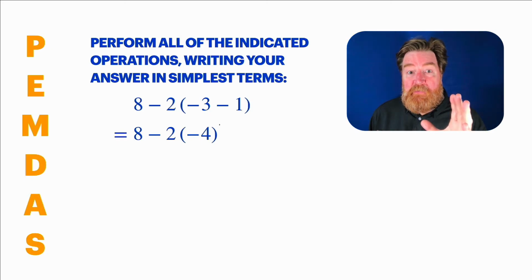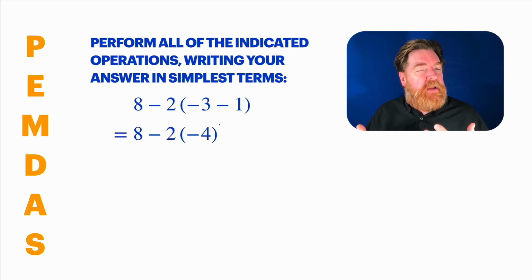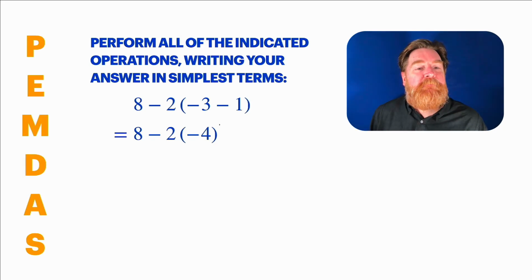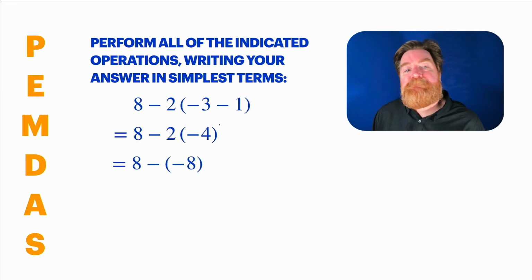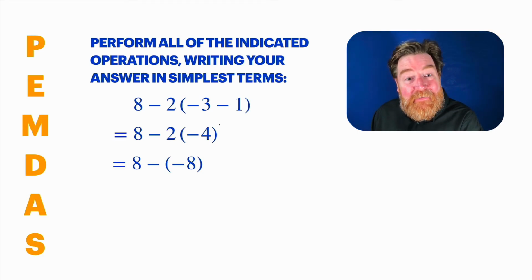Now, after we're done with the parentheses, there's no more operations inside there. What do we do next? I see subtraction and multiplication again, right? So multiplication comes first. So let's do 2 times -4. Keep everything else the same. So we get 8 minus 2 times -4 is -8.